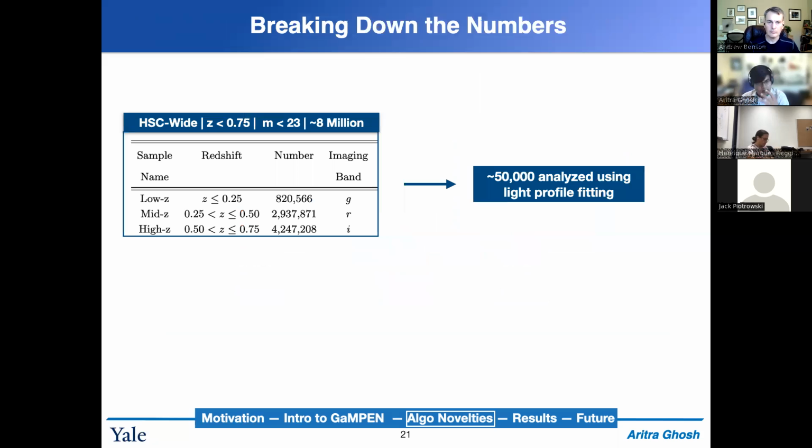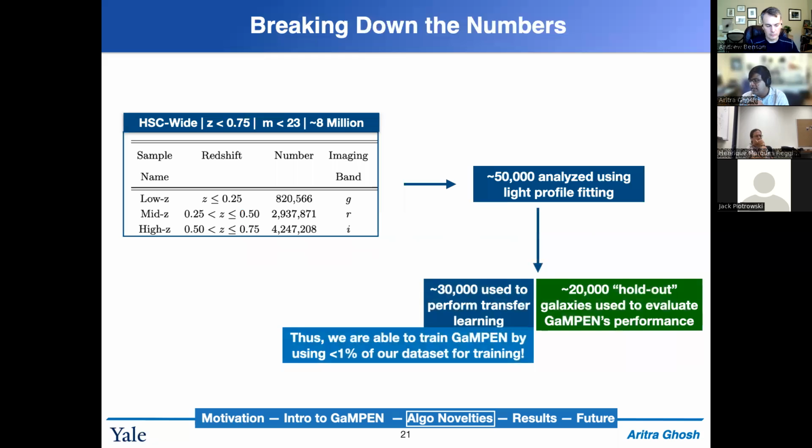So again, just giving you an overview of the entire sample. We have 8 million galaxies. We analyze 50,000 of these galaxies using light profile fitting. Then we use 30,000 of them to perform transfer learning, and 20,000 of these galaxies are holdout galaxies. That is, we have determined the right answers using light profile fitting, but the network has never seen them.